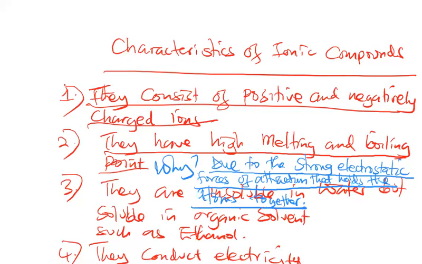Okay, then number three, they are insoluble in water, but soluble in organic solvents such as ethanol. And then finally, ionic compounds conduct electricity in molten state.